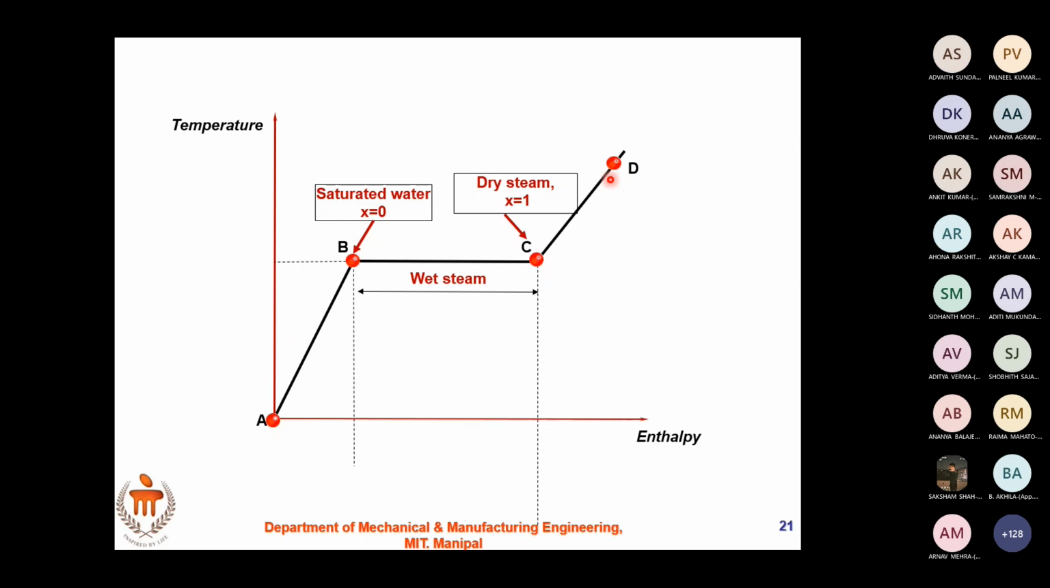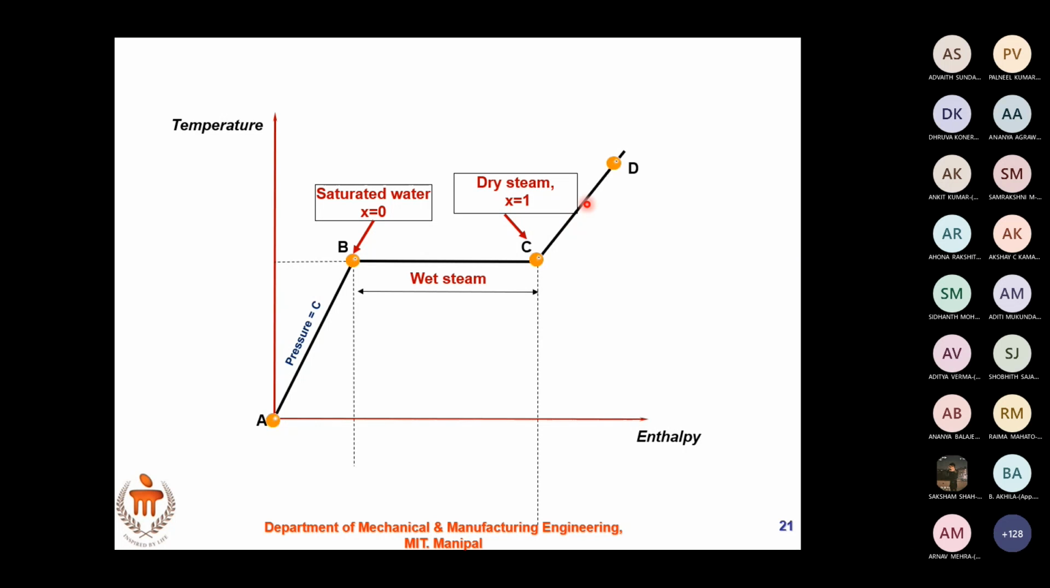Anybody wants me to repeat anything here? Please let me know, because this is very, very important. Repeat just the last part. See, what happens beyond C is, you see there is an increase in temperature. At this point, there is a different temperature. The steam is gaining heat.